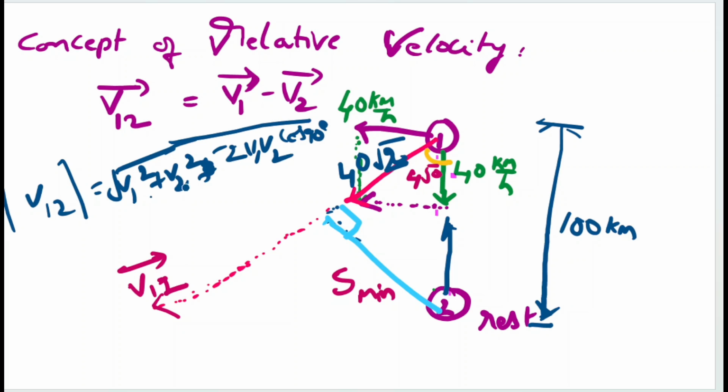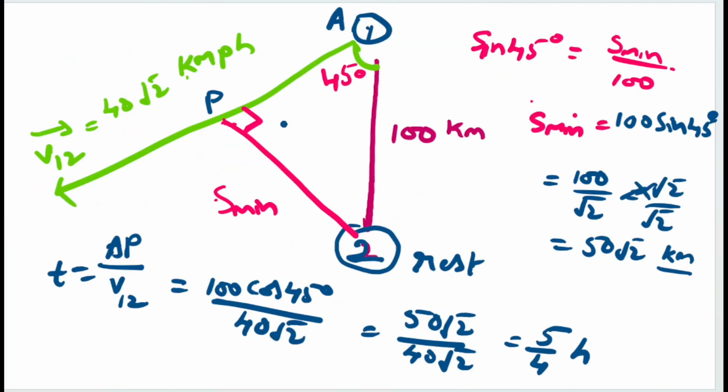So we get v1 square plus v2 square. Square root of 40 square plus 40 square, you will get 40 root 2. So directly I wrote the value here. The velocity of the first car with respect to the second car is 40 root 2 km per hour. Now see, this is the position actually. This is the first car and this is the second car. The second car we are assuming is at rest.